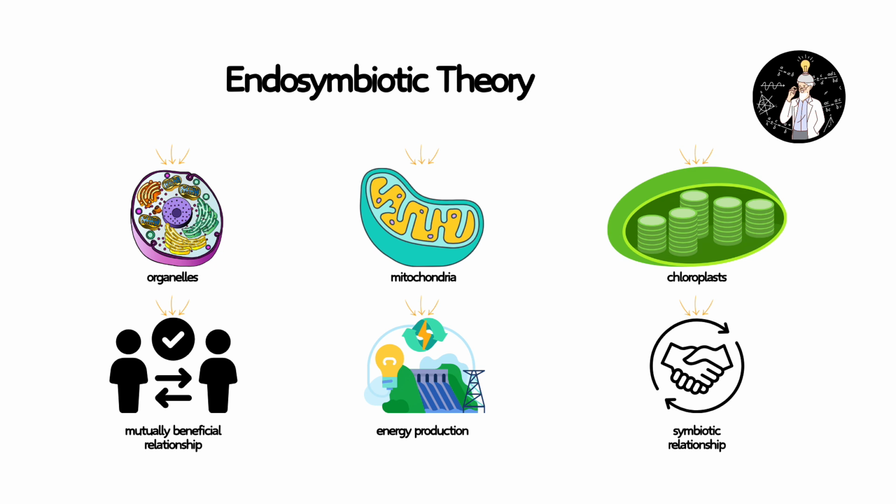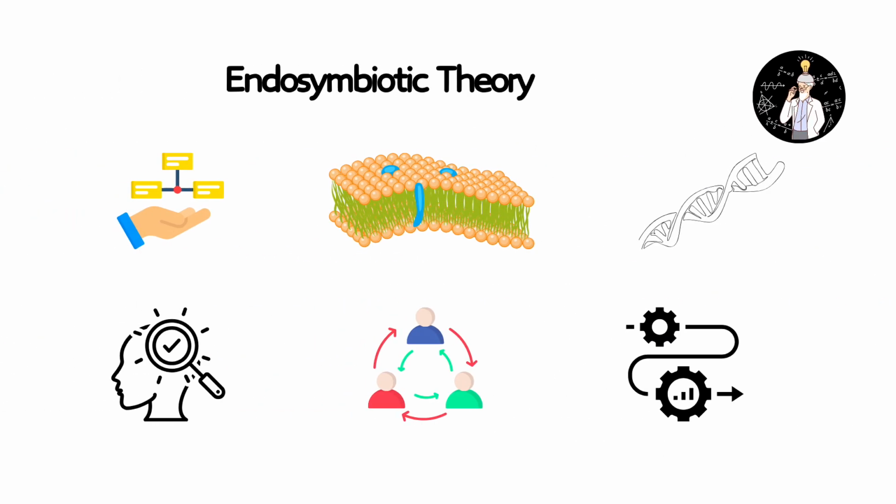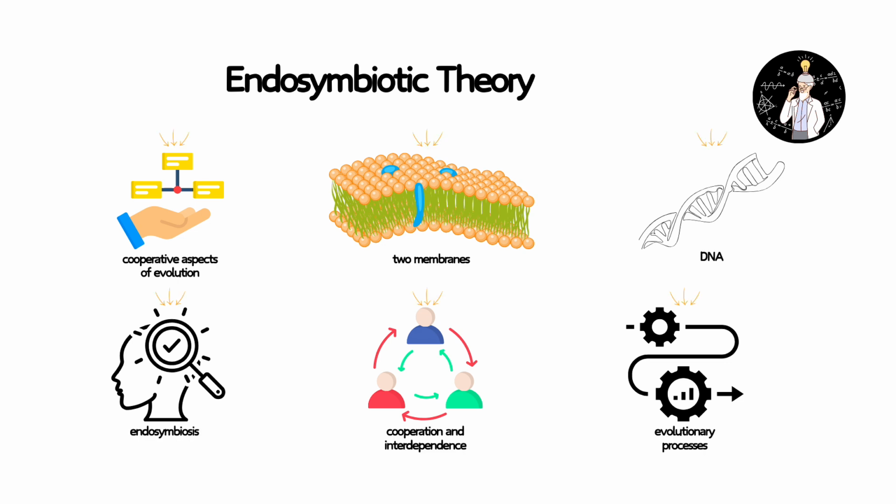Mitochondria, for example, are believed to have been once free-living bacteria that specialized in energy production. They entered into a symbiotic relationship with a larger cell, providing it with energy in exchange for a stable environment and nutrients. Over time, these bacteria became an integral part of the cell, evolving into mitochondria. This theory not only highlights the cooperative aspects of evolution but also explains the presence of two membranes around mitochondria and chloroplasts and why these organelles have their own DNA, separate from the cell's nuclear DNA.